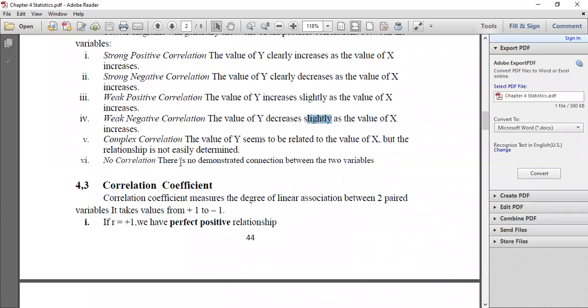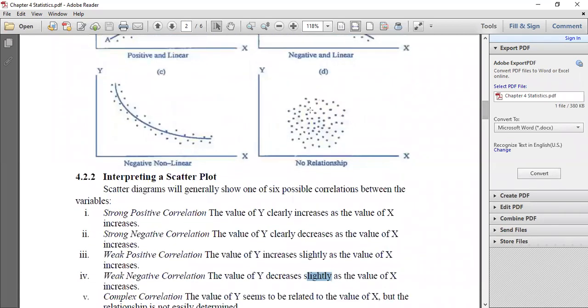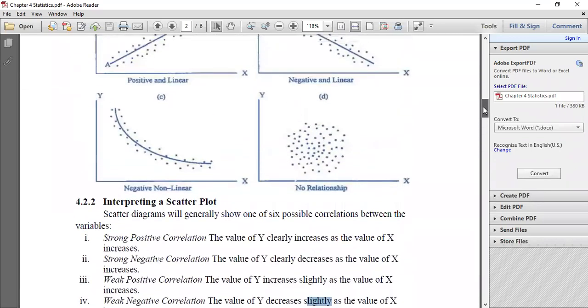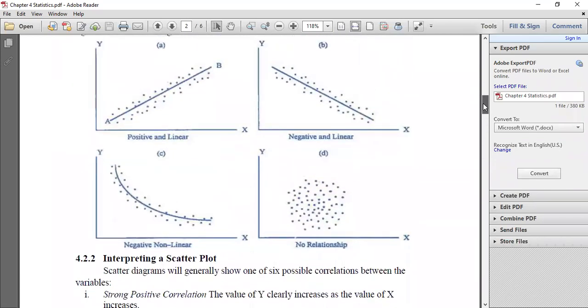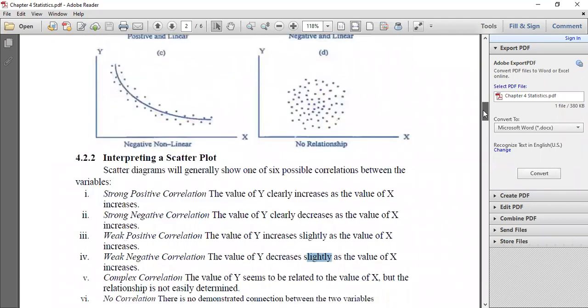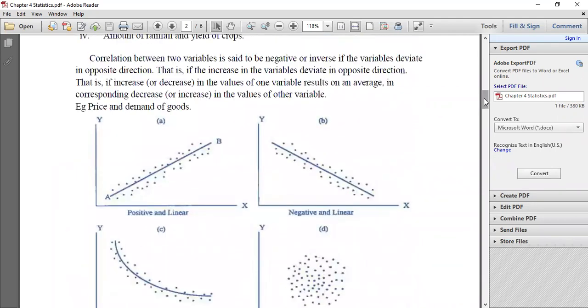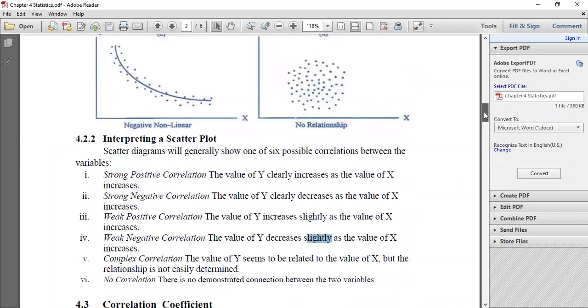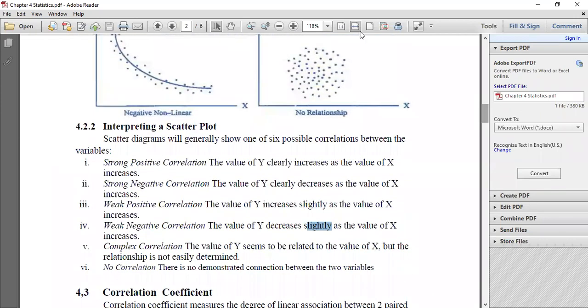Then, of course, no correlation, you cannot tell totally. Like this case here, you cannot tell totally what's the direction. So that is the graph representation of correlation, seeing whether the change in one variable causes the change in another variable.